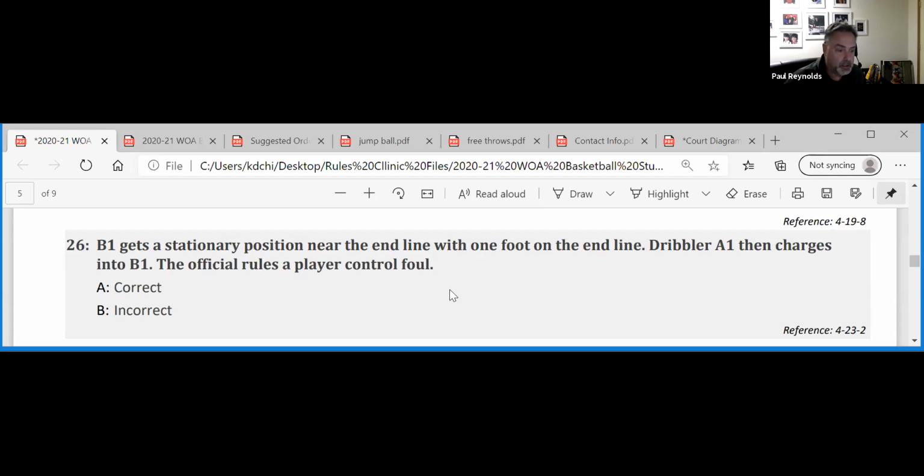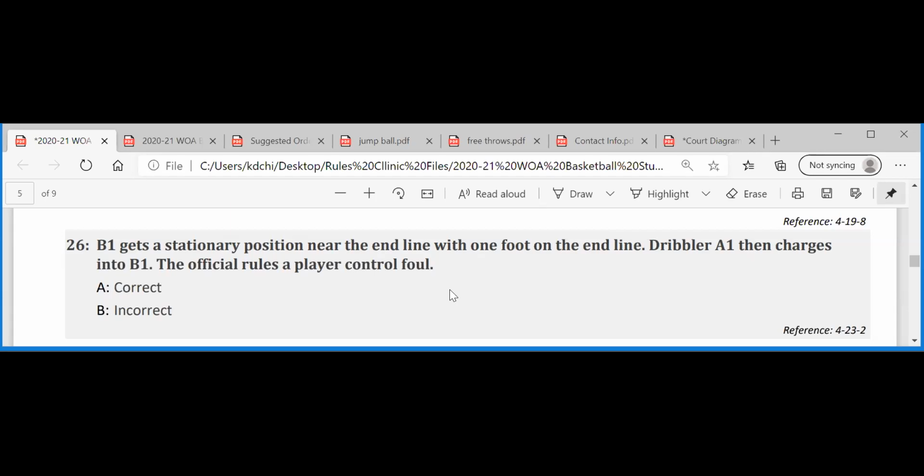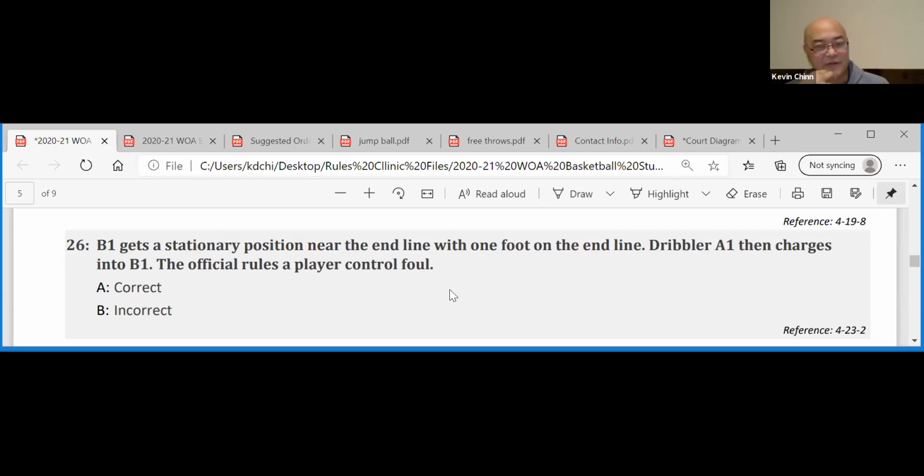Good, that's a very good logic. The answer is B. It's incorrect. To establish legal guarding position, in this case it's a legal guarding position type question, you have to have 2 feet on the floor initially, on the playing court, inbounds. So the out of bounds line is not considered playing court.